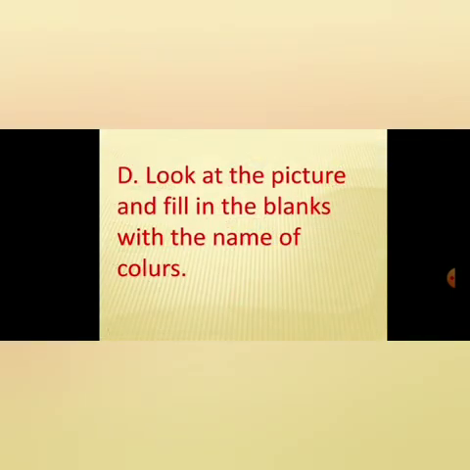Now, this is another exercise. Look at the picture and fill in the blanks with the name of the color. One picture is given, and from that picture we have to fill in the blanks by writing the name of the color. Here is the picture. Can you describe this? The girl is, I think, playing with her ball. The sheep is eating grass. Red flowers are there. Clouds, trees, so many things are there.